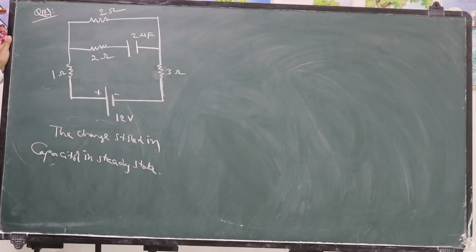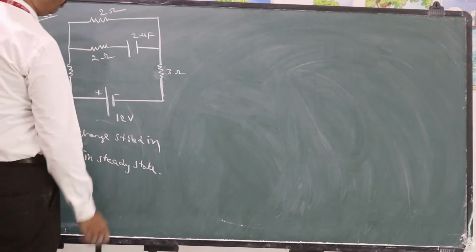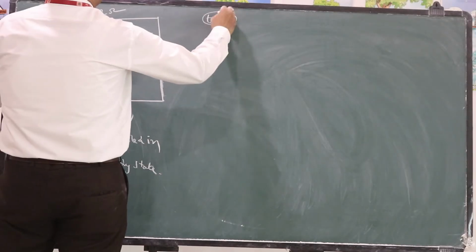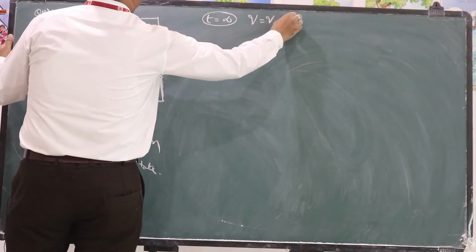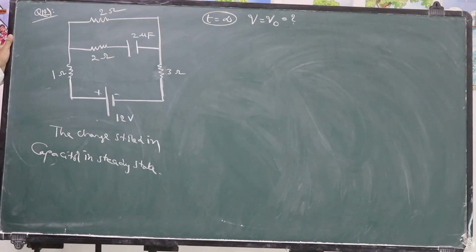The charge stored in the capacitor in steady state. So this is the question. Steady state means at time t equal to infinity, the charge stored in the capacitor becomes the maximum charge. You are asked to find the maximum charge that can be stored by the capacitor.